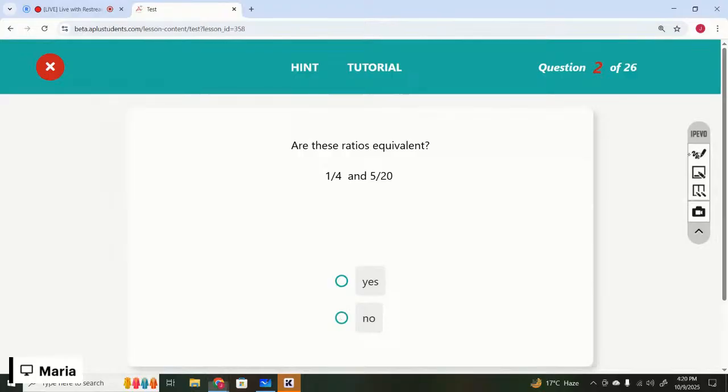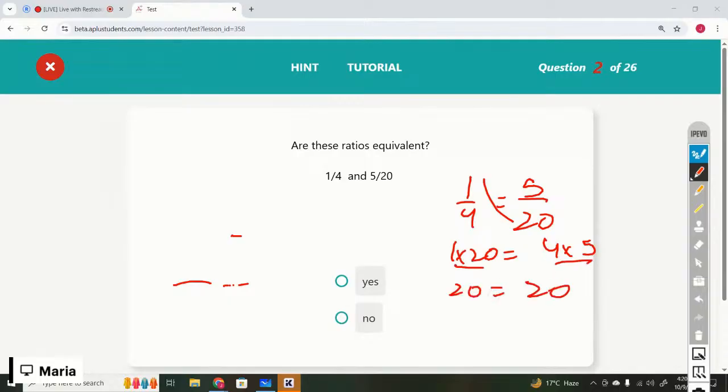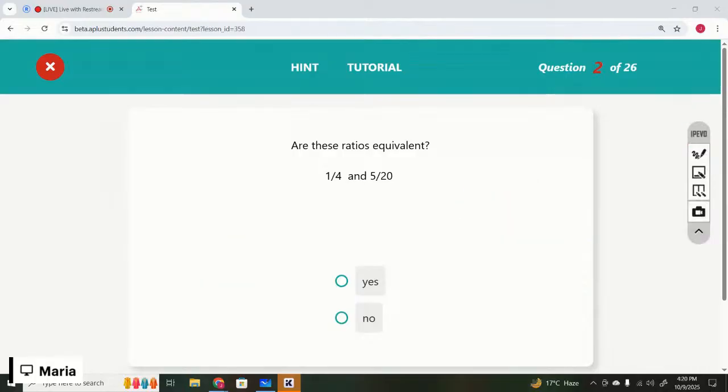Okay, 1 by 4 and 5 by 20. So let's just equate both the fractions. Now we need to cross multiply them, 4 times 5 and 20 times 1. So 20 times 1 is 20 and 4 times 5 is 20. See, both sides are exactly equal, right? That means they are the equivalent ratios. The correct option is yes, they are equivalent ratios.